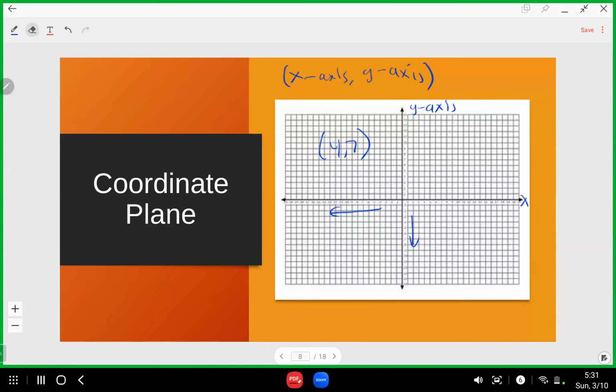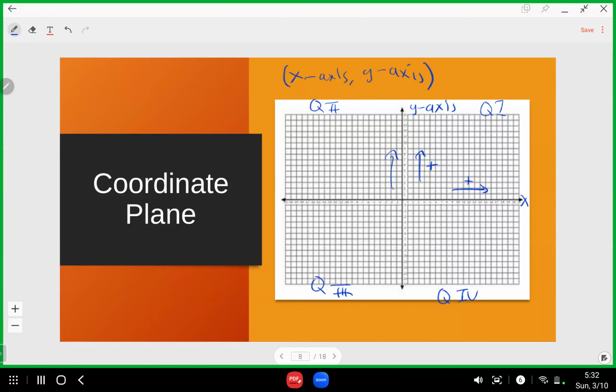So let me talk about quadrants. Quadrant 1, quadrant 2, quadrant 3, quadrant 4. Let me talk about what each of these are. In quadrant 1, both of them are positive. Both x and y are positive in quadrant 1. You're going to have to remember that because it's important later on.